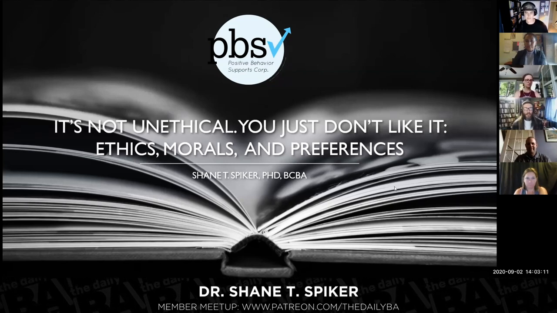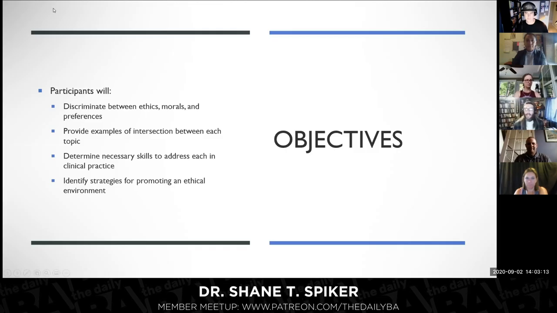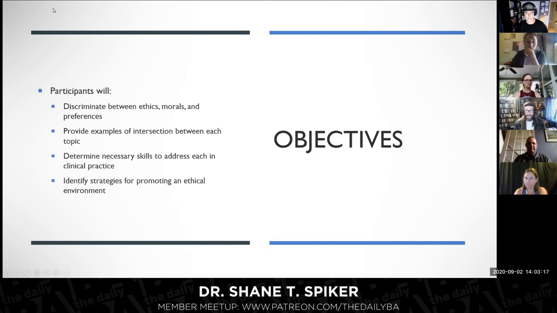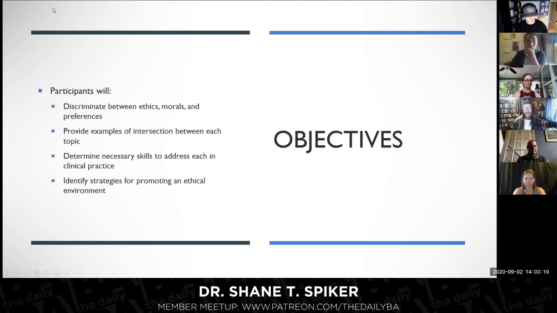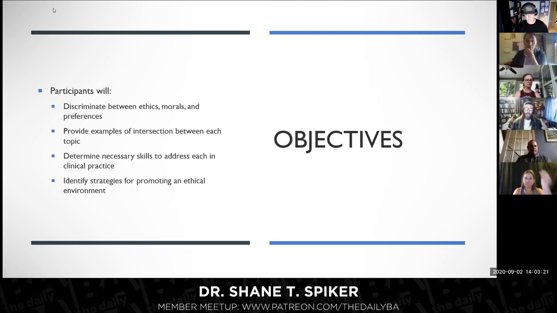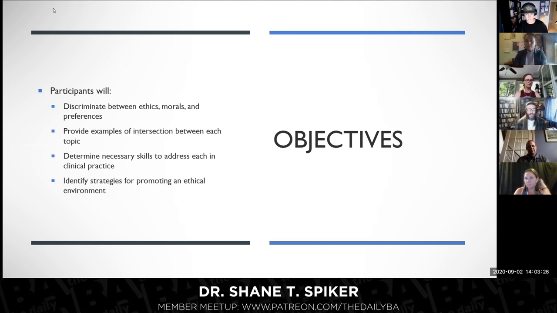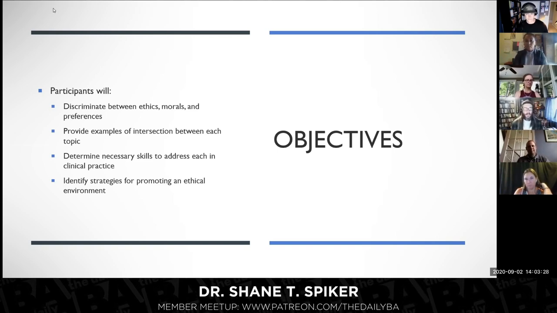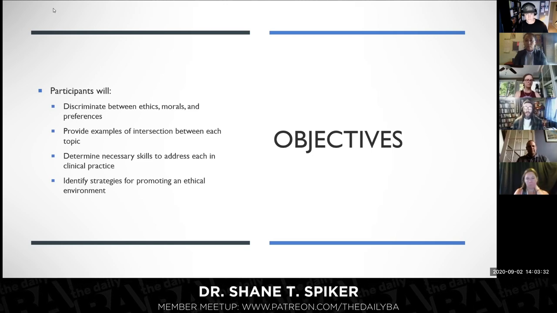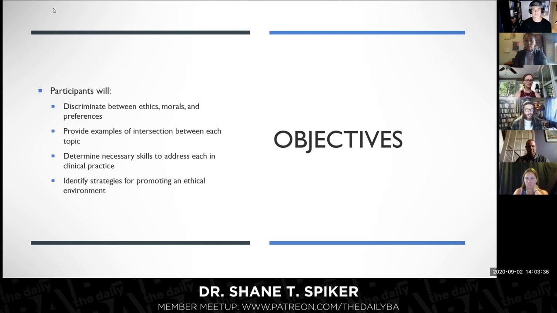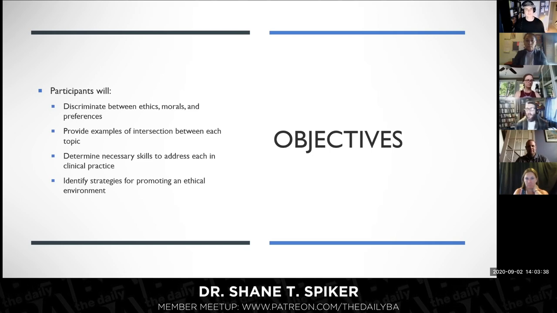Ethics, morals, and preferences. So what we're going to try to do is talk a little bit about how to discriminate between ethics, morals, and preferences and include some legal stuff with that. We're going to provide some examples on the intersection between those things. We're going to determine some skills to address those, and we're going to identify some strategies to promote an ethical environment, because I feel like we want to walk away with some stuff that is more helpful than just going, by the way, that's unethical, I don't like that. Okay, so that's going to be the goal as we go through.